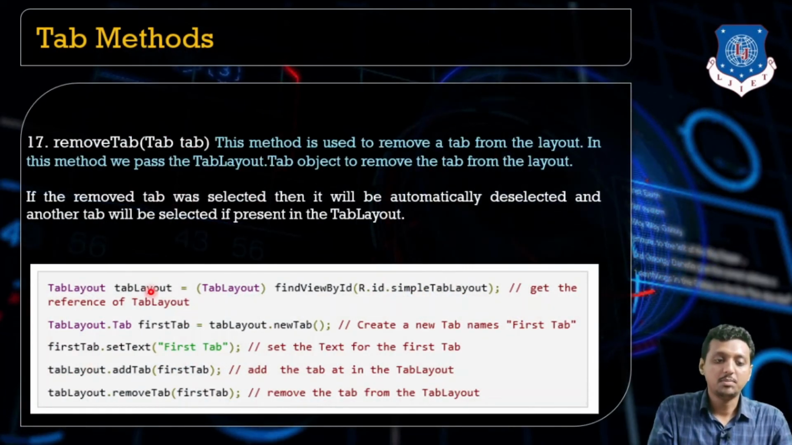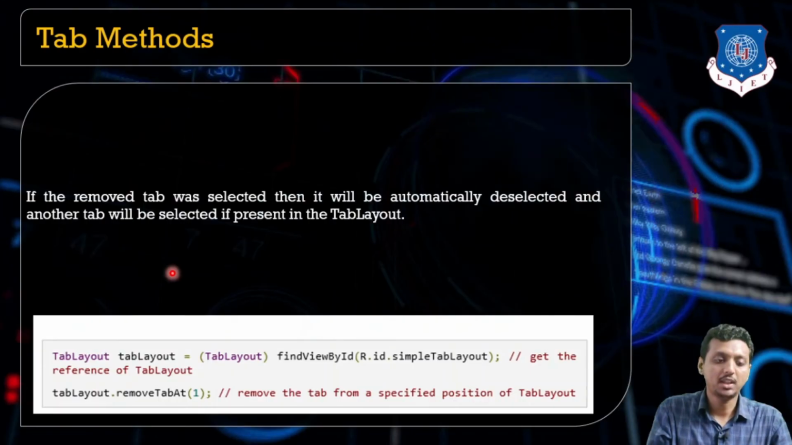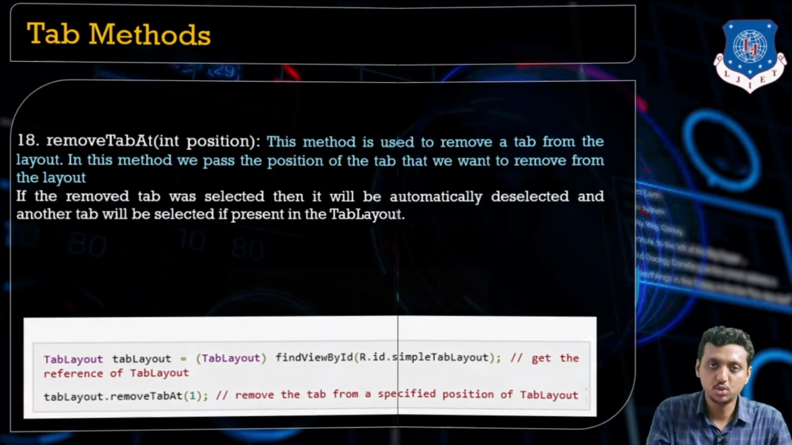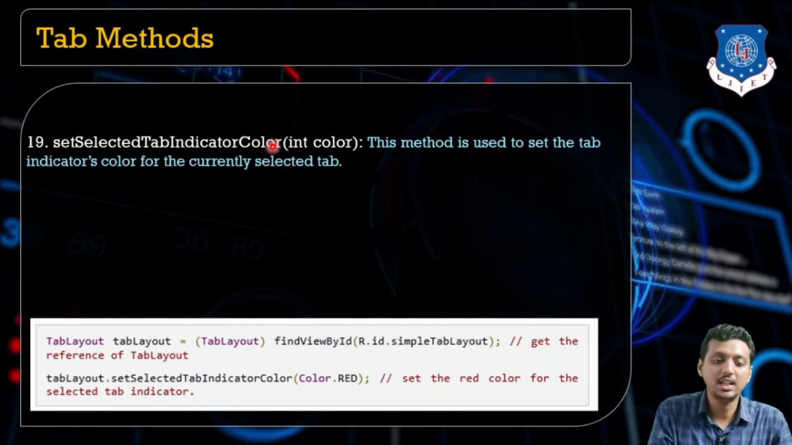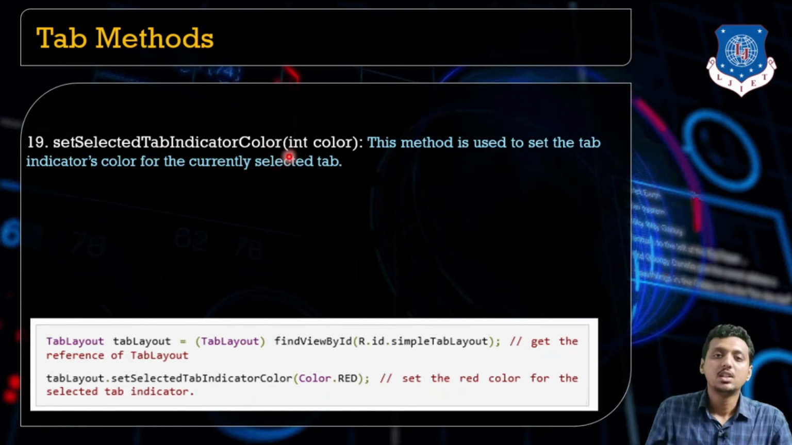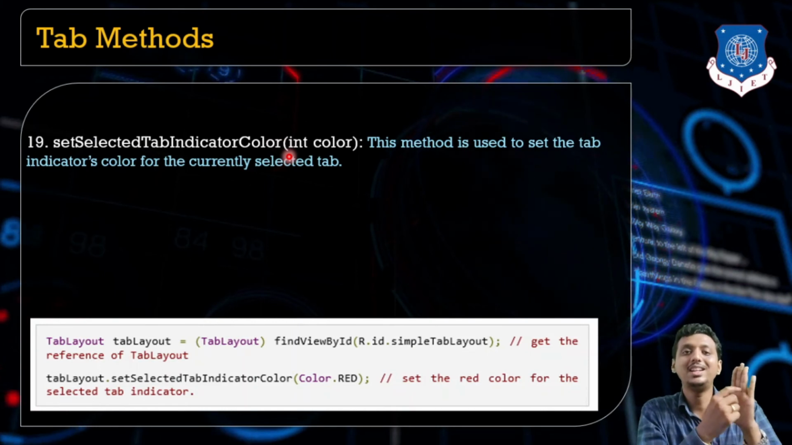Next, removeTab. If you want to remove a single tab, same as addTab, we have the removeTab method. You can remove a tab from a particular position. Next, setSelectedTabIndicatorColor. The indicator is the bottom line you may see when you click on chat.